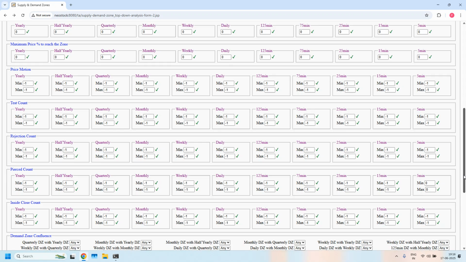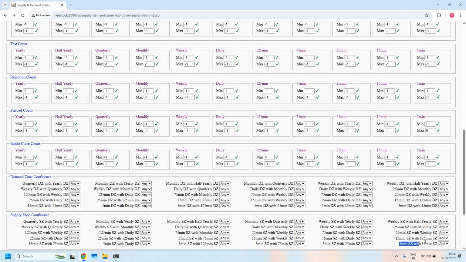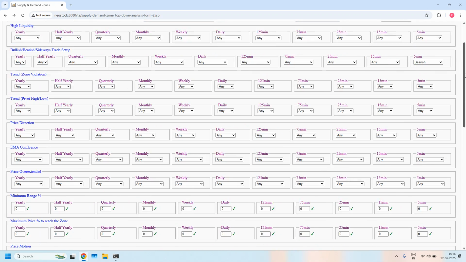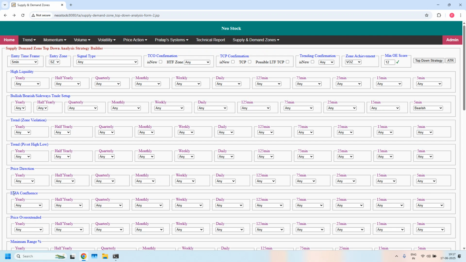So in the supply zone confluence, I am setting the filter 5 minute supply zone with 15 minute supply zone confluence. By enabling the filter, we got 10 stocks. In these 10 stocks, these 5 minute supply zones are overlapped with 15 minute supply zone. Nifty Bank is also there. Let's verify if any of these 15 minute supply zones are having daily EMA confluence.